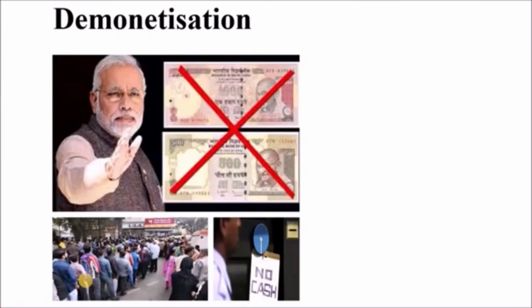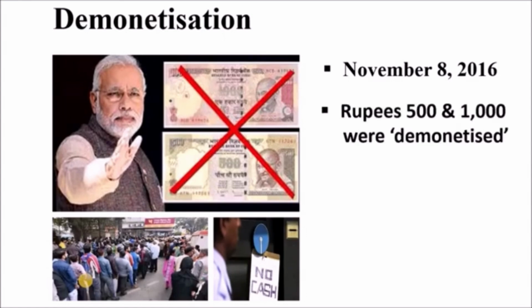So now we'll start with the last topic of this chapter, that is demonetization. You all know that demonetization happened on November 8, 2016, and two major denomination notes of 500 and 1000 were demonetized and they were no longer accepted as a legal currency.